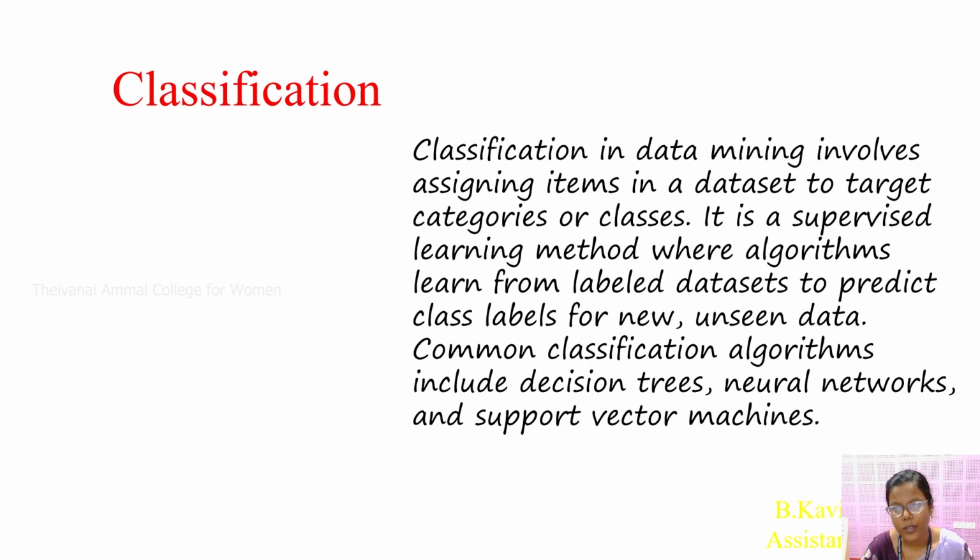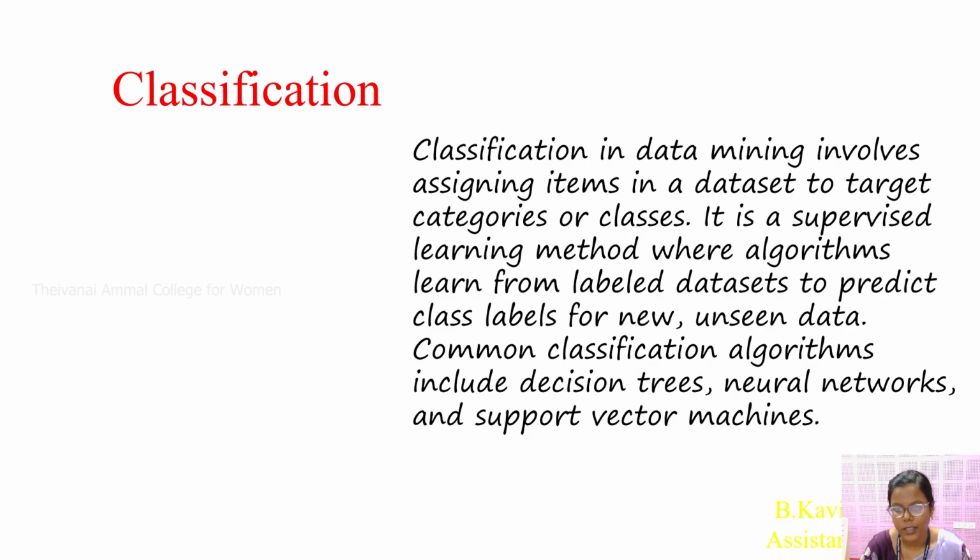What is meant by classification in data mining? Classification in data mining involves assigning items in the data set to target categories or classes. It is supervised learning. Supervised learning means that the data has labels. That means we have the names: what type of data, what kind of data, what is the behavior, what is the attribute presented in the data. Supervised learning is a method where the algorithm learns from a labeled data set to predict class labels for new unseen data.